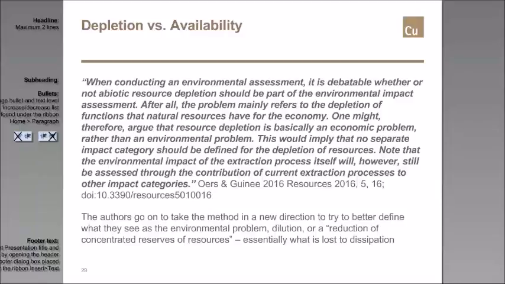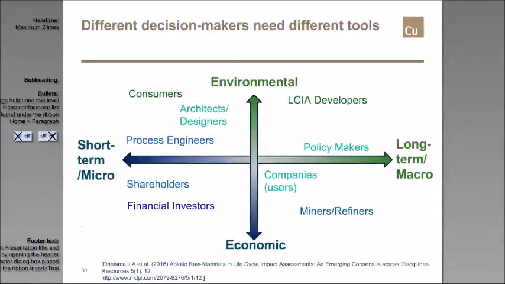So acknowledging that you have some amount left that can go on to be utilized again, but how much is just actually lost in terms of human use. So they presented some new information there. And essentially what it all comes back to is that different decision makers need different tools. And so we end up with this very unfocused attempt at trying to develop impact assessment methods that suit everyone and all of those users.